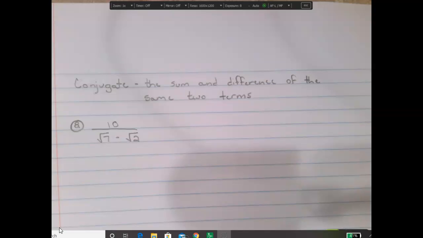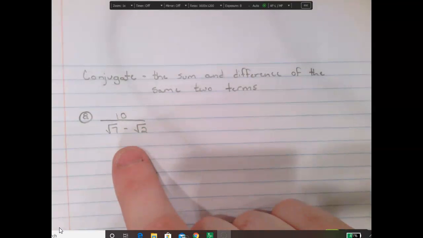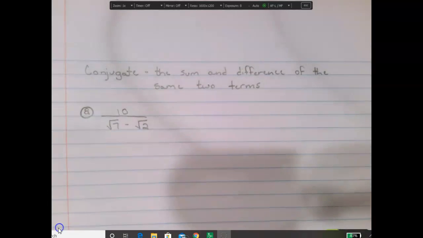Now, before we get started with number 8, I want to look at a vocab term, and that is called the conjugate. And the conjugate is the sum and difference of the same 2 terms. I'm going to show you what that means here on number 8. So on number 8, I've got a fraction, and that fraction is 10 in the numerator, and then in the denominator, it's radical 7 minus radical 2.